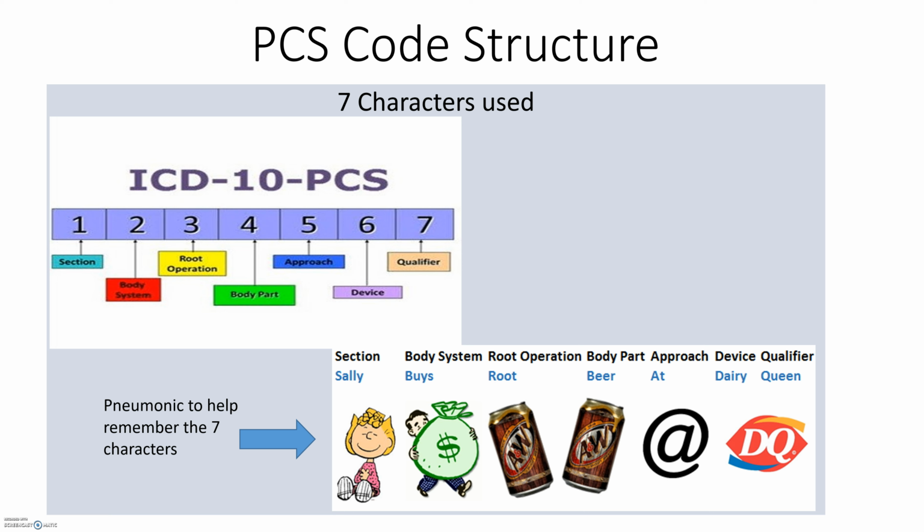PCS codes use 7 characters. I will name each character. 1 is the section, 2 is the body system, 3 is the root operation, 4 is the body part, 5 is the approach, 6 is the device, and 7 is the qualifier. Here is a mnemonic to help remember the 7 characters. Sally buys root beer at Dairy Queen.